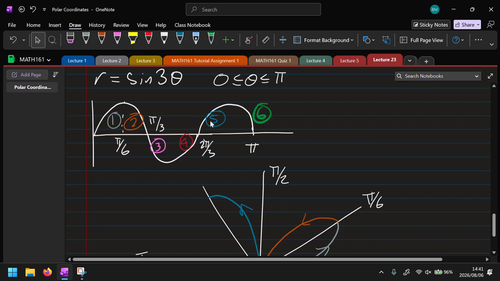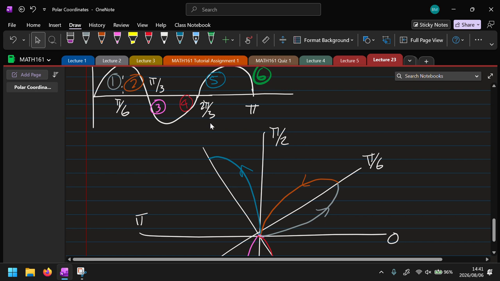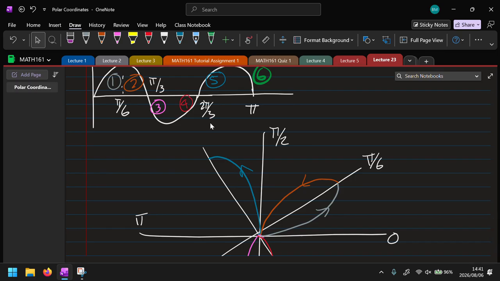For this section, where's this angle? Over here. Pi is over here. So where's that 2 pi over 3? Check your angles. Okay, we're in this region here. So from 2 pi over 3 to pi, we're in that region there.